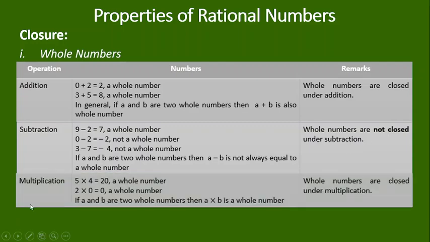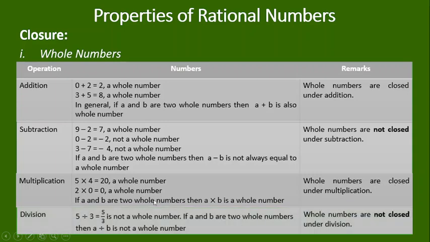Now let's consider the multiplication operation. So for that we are considering 5 and 4. The product of 5 and 4 is 20, which is again a whole number. Consider 2 and 0. The product of 2 and 0 is 0. Again it's a whole number. So we can consider any whole numbers, and we will find that the product of two whole numbers is always equal to a whole number. So here we can say that if A and B are two whole numbers, then A into B is always a whole number. So the remark is whole numbers are closed under the multiplication operation.